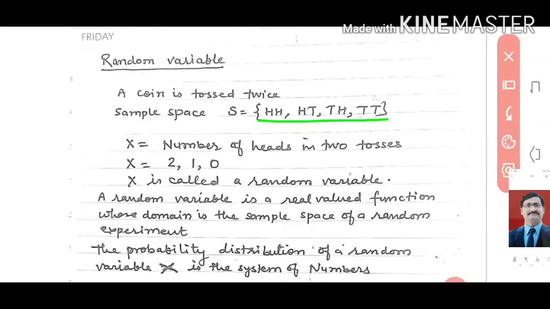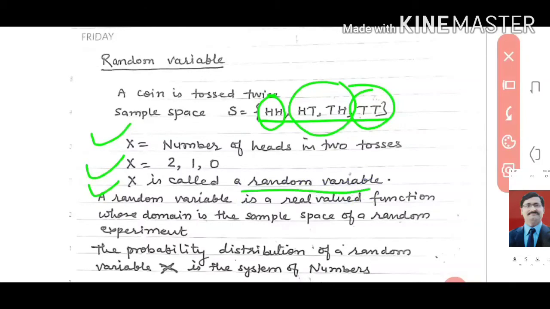So we have 4 elements in the sample space. Now we will take X. X is the number of heads in 2 tosses. In the first case we have 2 heads, in these 2 cases we have 1, and here the number of heads is 0. So the possibilities are 2, 1 and 0. Look here, this capital X is called a random variable. Random means it can take any value, such as 2, 1 and 0, for different events.